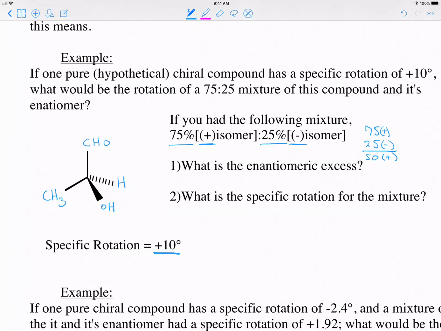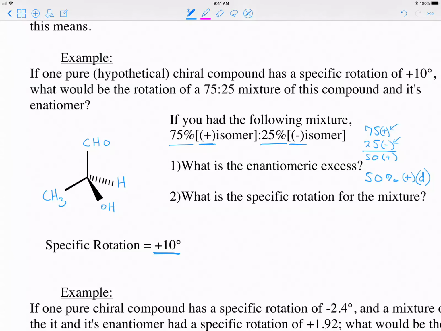Now, these are not plus minus symbols meaning math. They're just dextrorotatory and levorotatory. I could have done D's and L's there. So the enantiomeric excess is 50% of the D isomer. Of the plus isomer, or the D isomer is 50% extra.